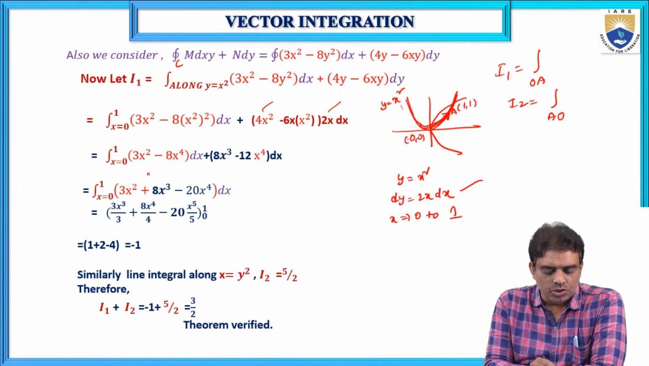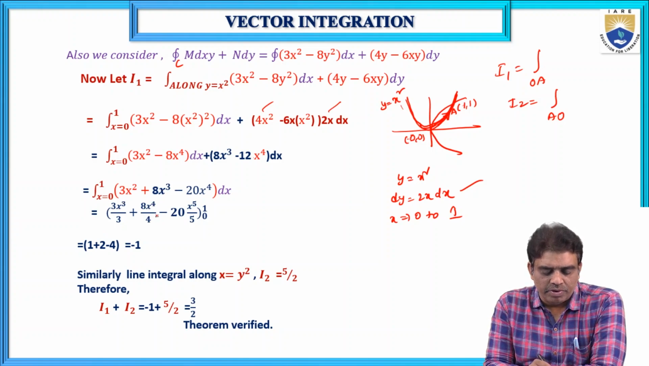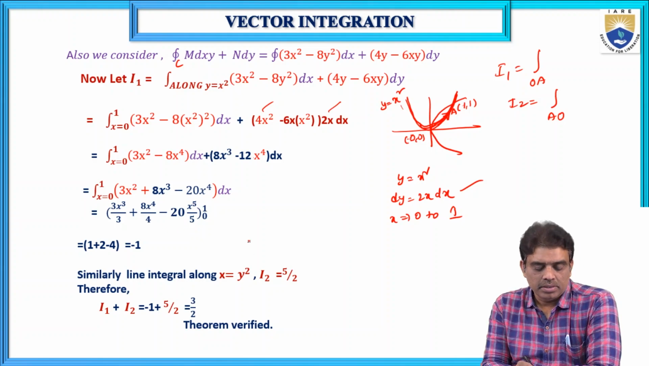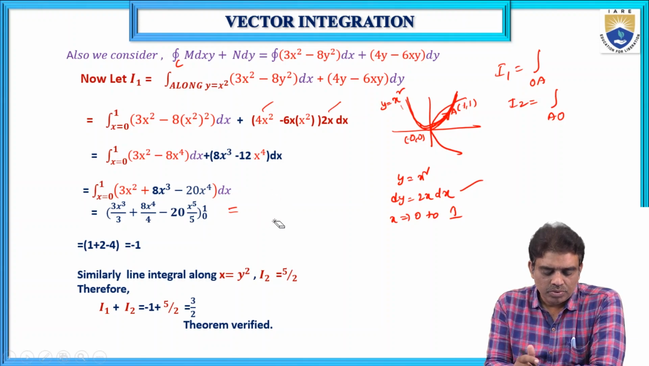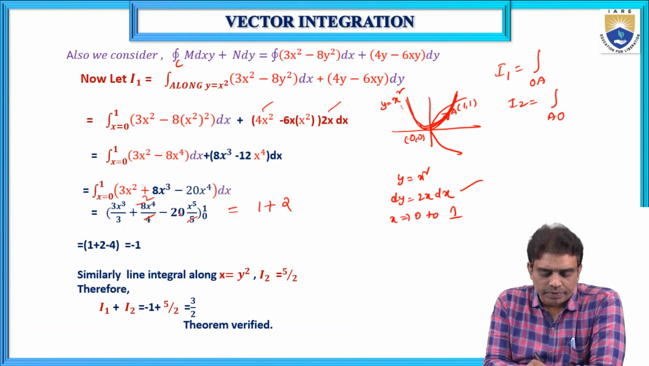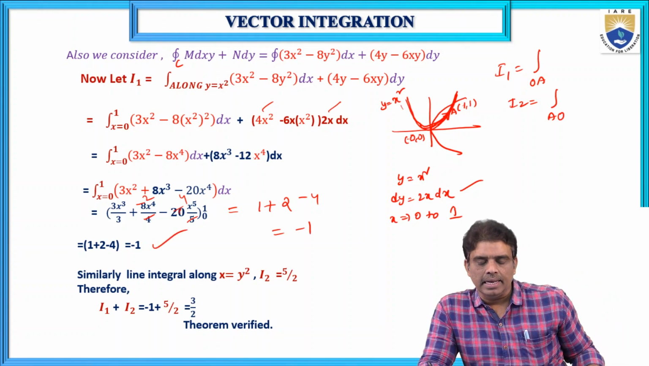Or I can write integral 0 to 1, 3x square as it is, 8x cube also as it is, minus 12 minus 8, minus 20x power 4 dx. So on integrating, 3x cube by 3 plus 8x power 4 by 4 minus 20x power 5 by 5 between 0 and 1. On substituting the limits, 3 by 3 is 1, first value; second value, 4 2s are 8, so 2; minus 5 4s are 20, that is minus 4. So 3 minus 4 means minus 1, which is the line integral along OA.